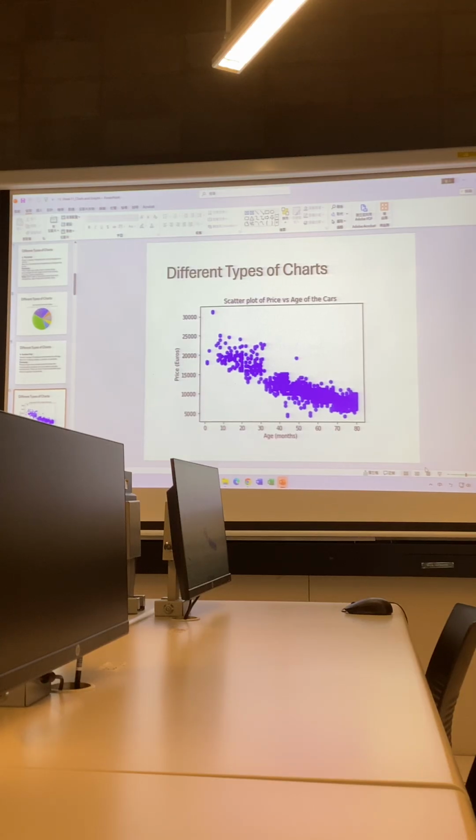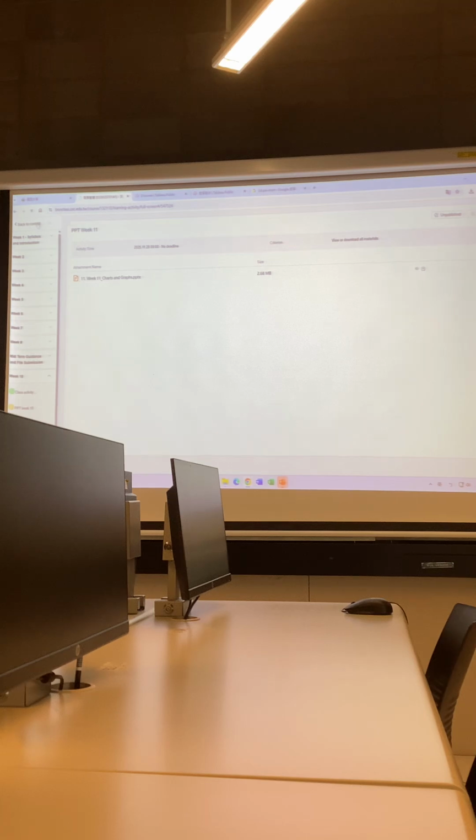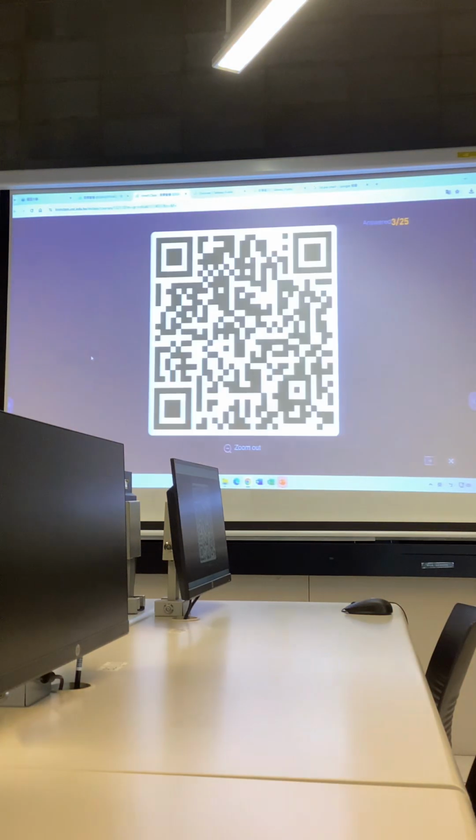Now it's 9:30. Let's do our attendance check first. Please scan the QR code for the first hour attendance. Okay.